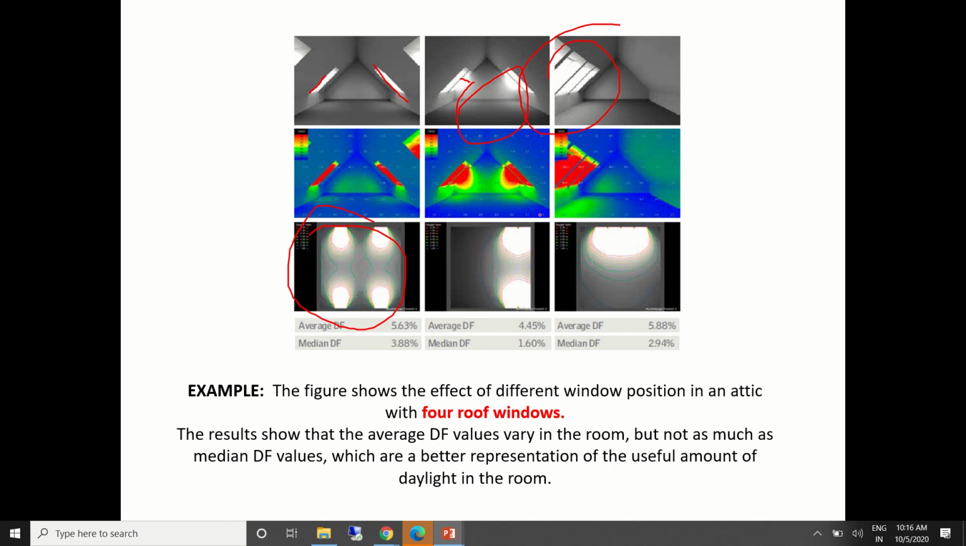We know this, but we should know if you have one side opening, to what extent you will be able to achieve daylight. If you have a combination of all this, you will get to know all these things.